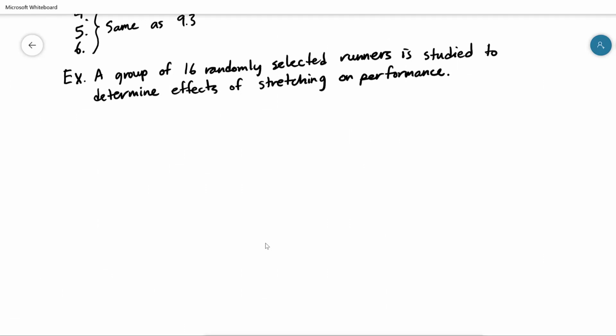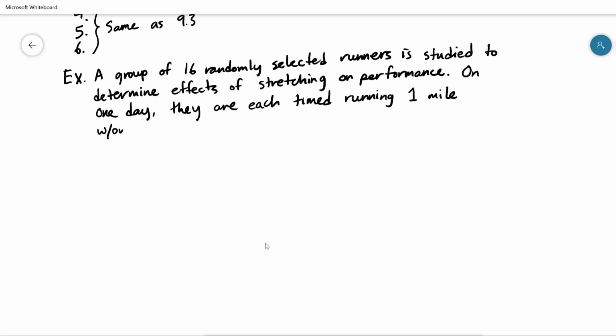So on one day, they each run a mile with stretching. On one day, they are each timed running 1 mile without stretching. So they don't warm up and stretch beforehand.